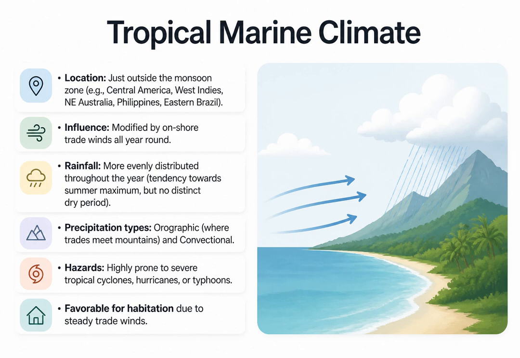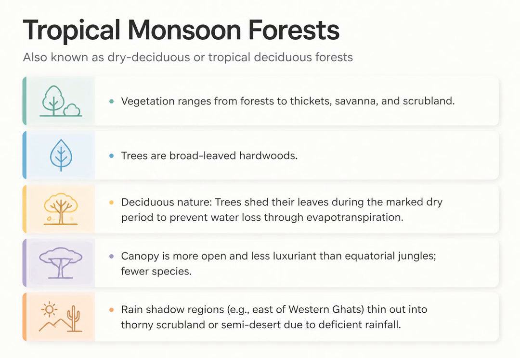While the steady ocean breeze makes it very comfortable for human habitation, there is a major catch. These warm coastal regions are highly prone to devastating tropical cyclones, hurricanes, and typhoons. The vegetation in monsoon regions adapts to the distinct wet and dry seasons, forming tropical monsoon forests, also known as dry deciduous forests. The key survival mechanism here is shedding leaves.